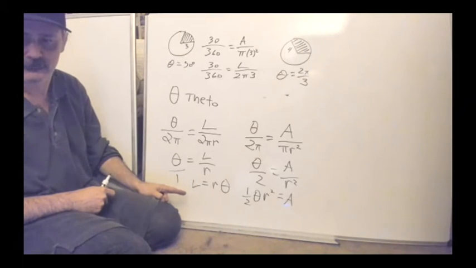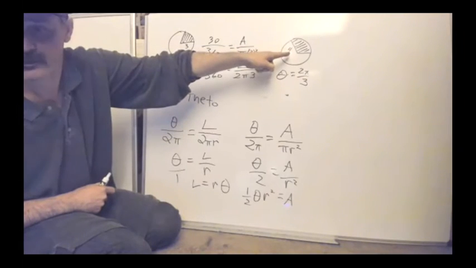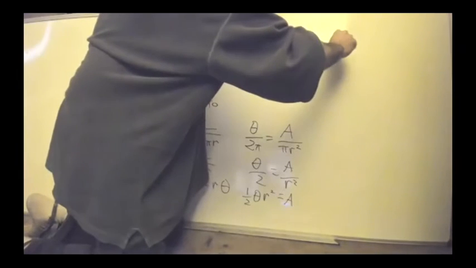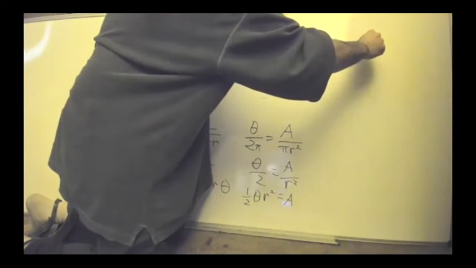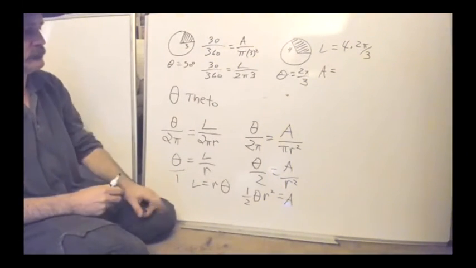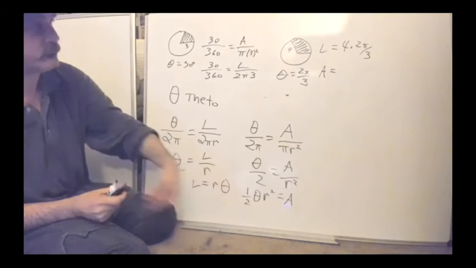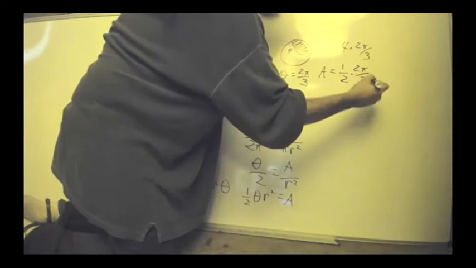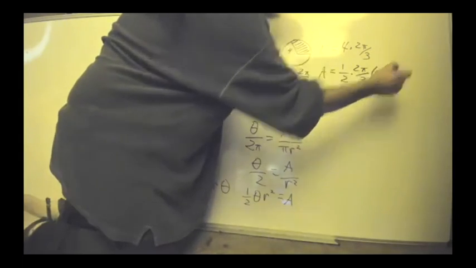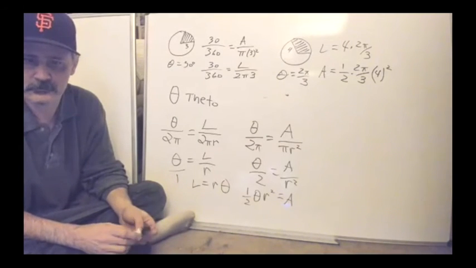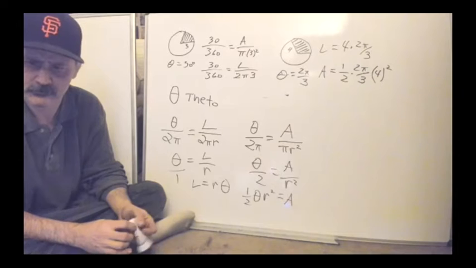Okay, so then this is 4 times bigger than a unit circle. So 4 times 2 pi over 3 would be the length. And the area, go ahead and use this one. Now, again, I'm going to assume that you can solve that. It's just, I don't even know if I'd call that algebra.